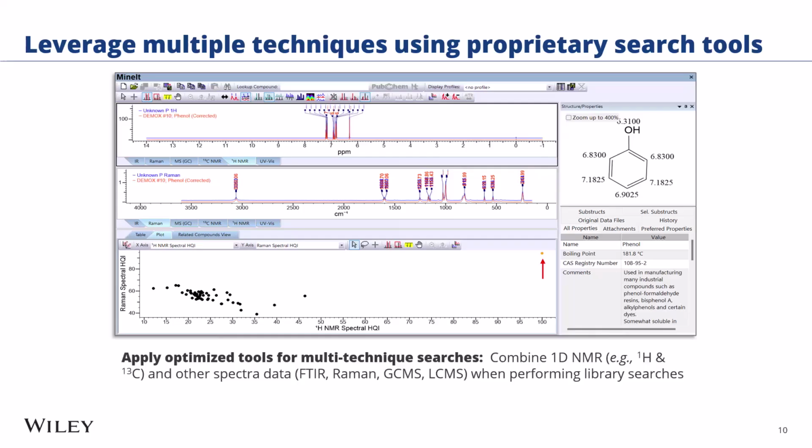So I've listed here the techniques that we offer libraries for, and this includes proton, carbon, XNMR, IR, Raman, GCMS, LCMS, and others that are not even listed.